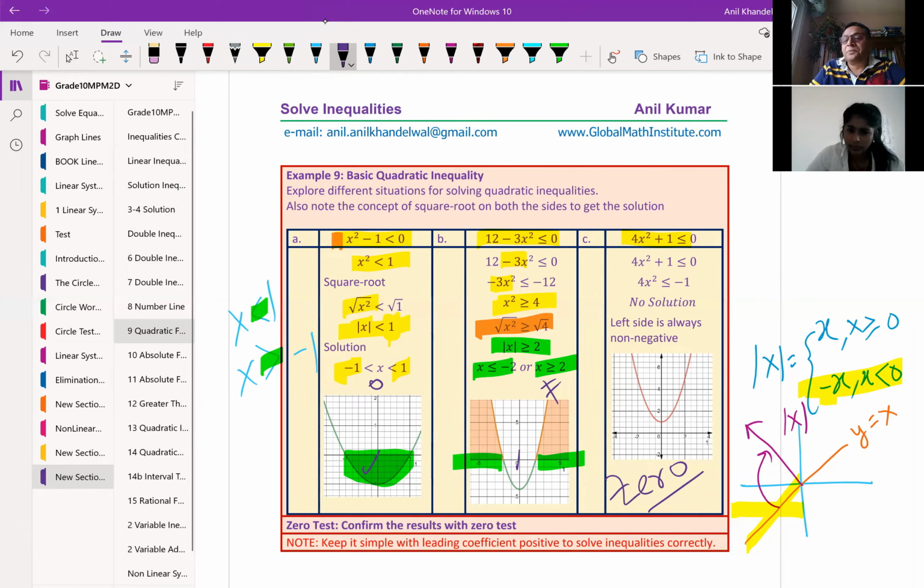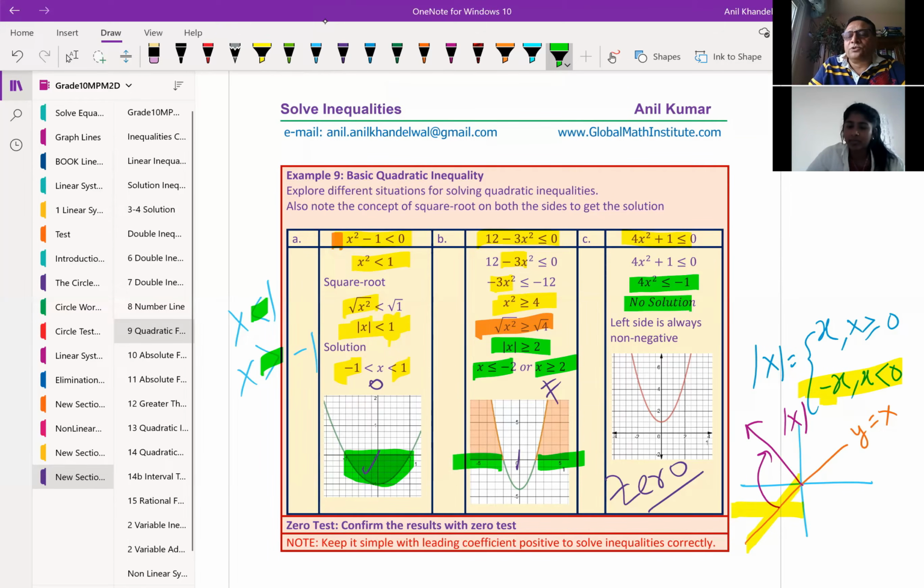So the last example here is 4x squared plus 1 is less than or equal to 0. Now, when you solve this particular equation, what do you get, Amy? You get 4x squared is less than or equal to minus 1 when I put that 1 on the other side. Well, these are all positive quantities. X squared is always positive, 4 is positive. They cannot be less than minus 1. They're never negative, and therefore we have no solution.